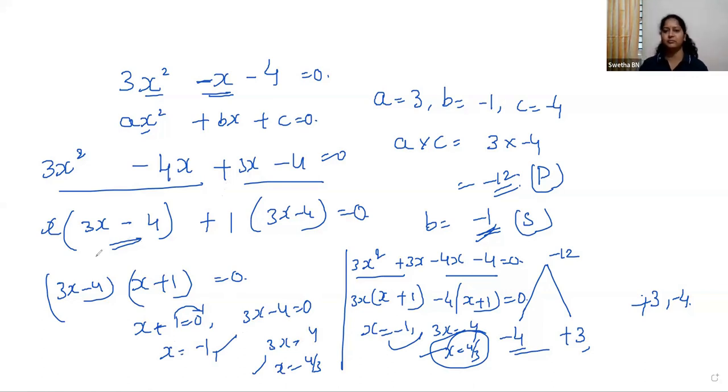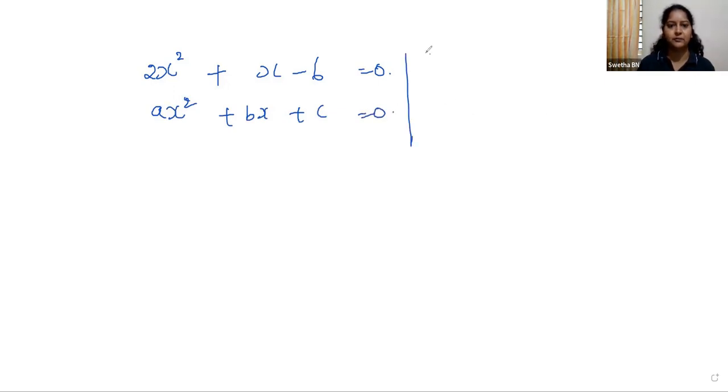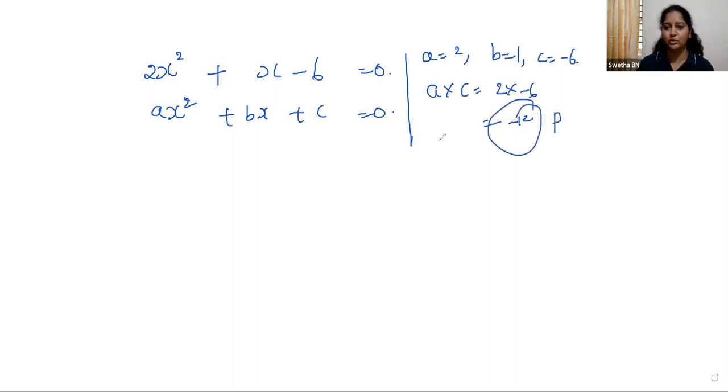Okay, did you understand, Shreya? Yes, ma'am. I'll give one more sum. 2x square plus x minus 6 is equal to 0. It is in the form of ax square plus bx plus c is equal to 0. Write what are a, b, c. A is equal to 2, b is 1, c is equal to minus 6. A into c, 2 into minus 6, that is minus 12. Minus 12 should be the product. B is 1, sum should be 1.